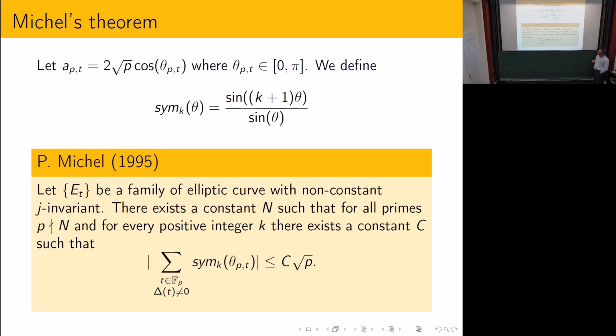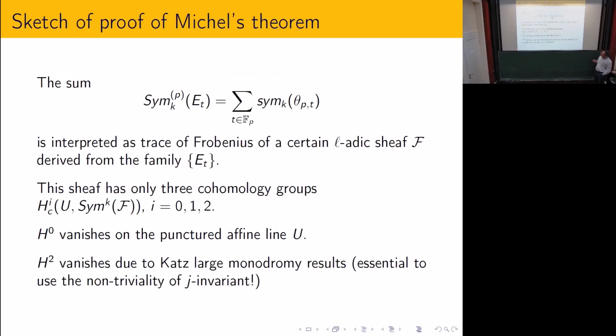Okay. So how is the result proved? Well, you interpret this sum basically as a trace of Frobenius of a certain elliptic sheaf. This elliptic sheaf is basically constructed from the family itself. It's just a pullback, so it's quite a natural construction. And then in this case, you have just three cohomology groups with compact support, with index 0, 1, and 2. And H0 vanishes because we are over the punctured affine line, so that's by definition.